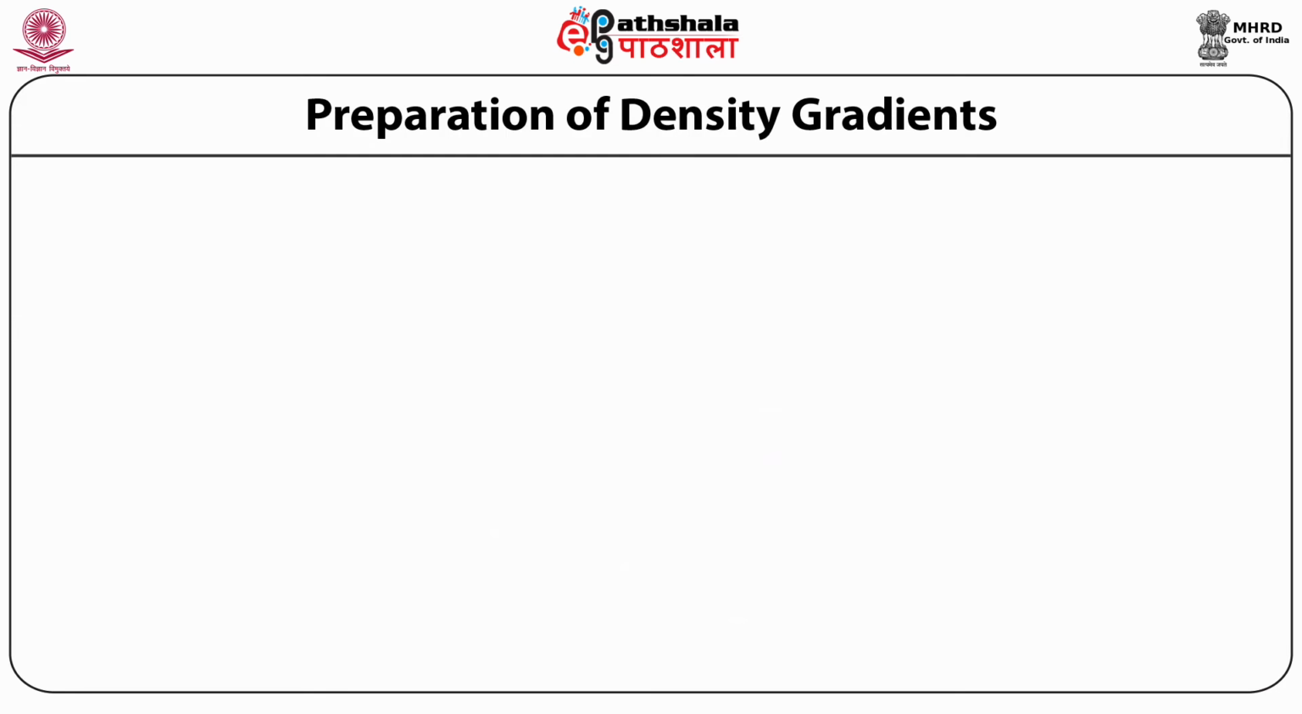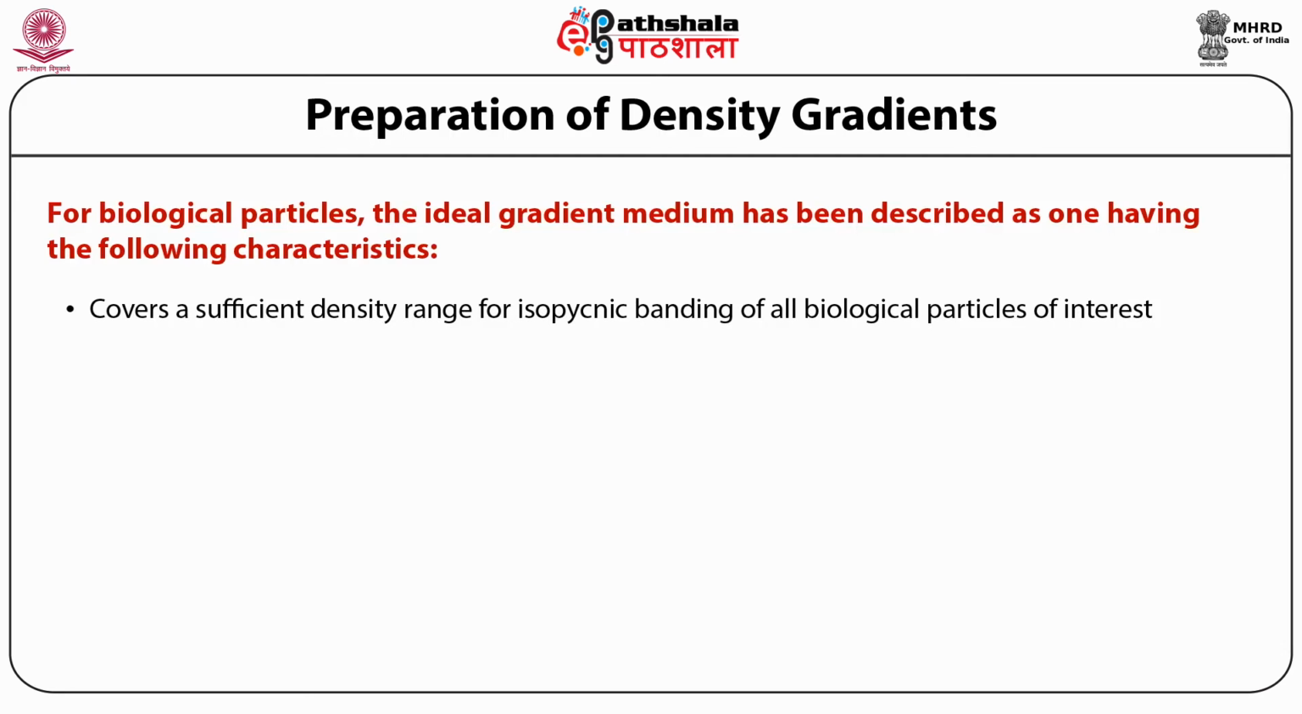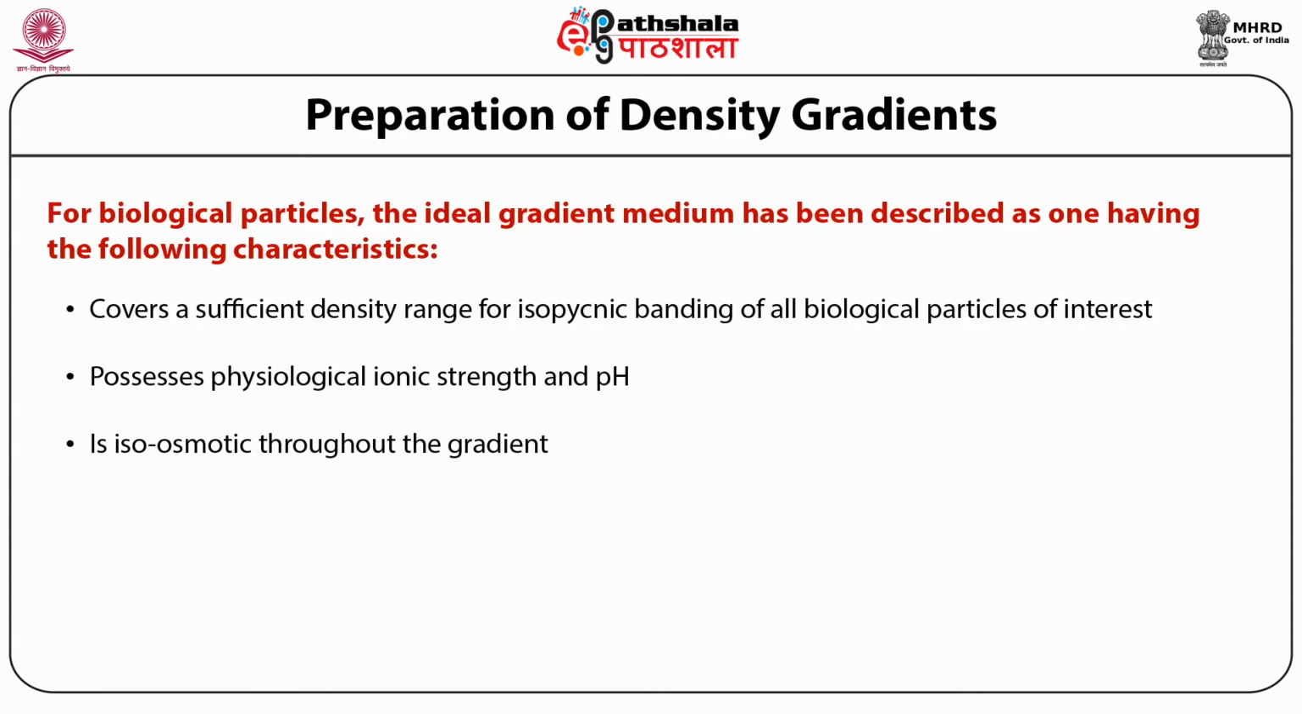So we are discussing the preparation of density gradients for biological particles. The ideal gradient medium is described as one having the following characteristic features: it covers a sufficient density range for isopycnic banding of all biological molecules of interest. It means that the density difference from top to bottom should be very high, so it can cover the density of all the biological molecules under consideration. It possesses physiological ionic strength and pH, so it should be compatible with physiological ionic strength and pH. It is isoosmotic throughout the gradient.